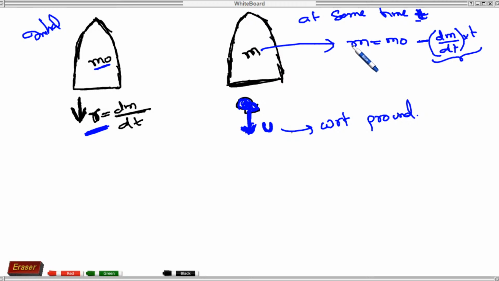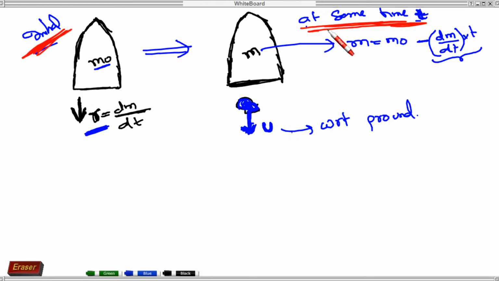So this much I think you got it. This is the mass left, you can say, after time t. Like I am moving from this initial position to this position after time t. Let me highlight it. This is your initial position, this is your position after time t.